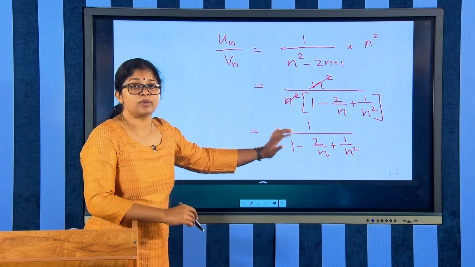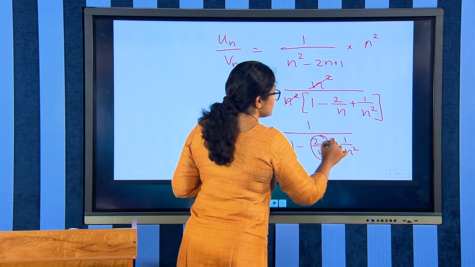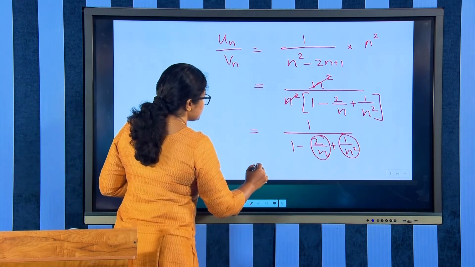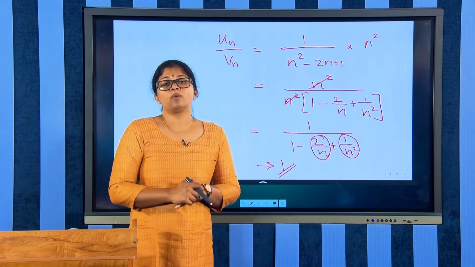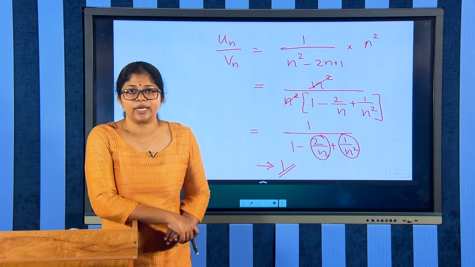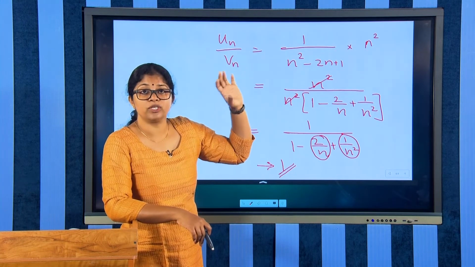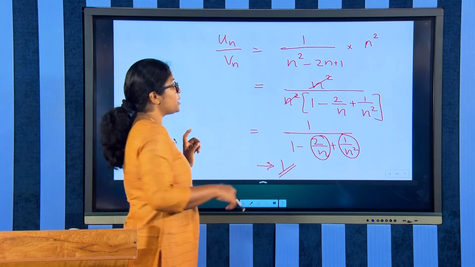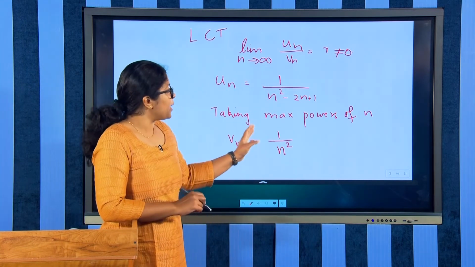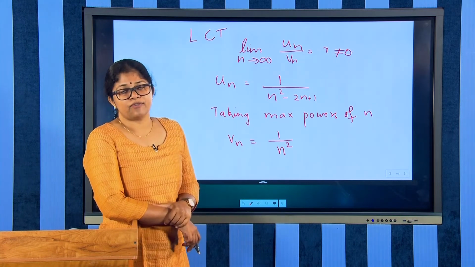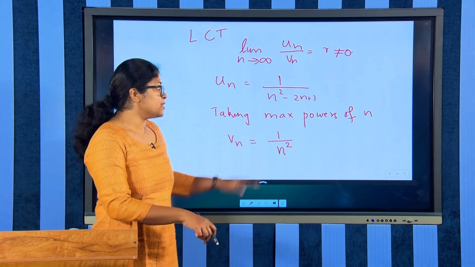Now, as n tends to infinity, what happens? These two terms go to 0, which means you will get 1 as n tends to infinity, and 1 as we know is a non-zero finite quantity. So, summation Vn and summation un will converge or diverge together. Summation Vn is summation 1 upon n square, which we know is convergent, and hence the given series also converges by the limit comparison test. So, that is how we prove the second problem.